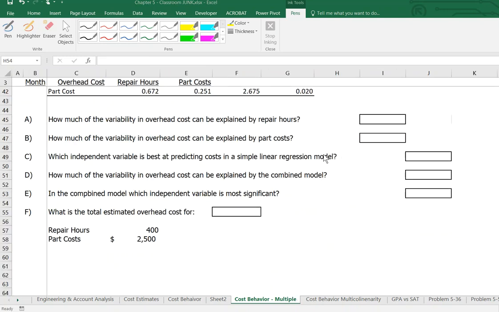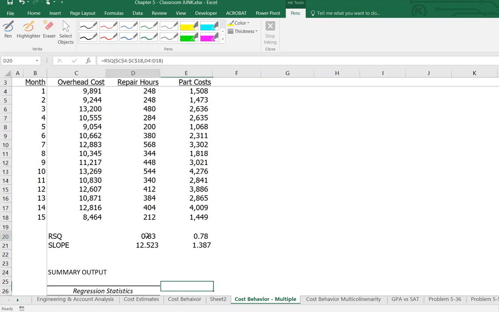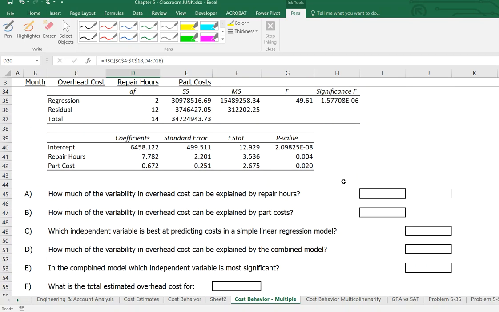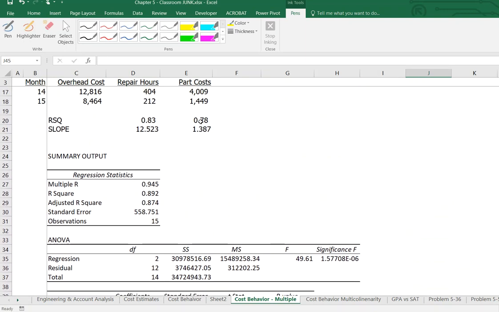Let's go ahead now and answer some questions. How much of our variability can be explained by repair hours? Again, that would have been the R square only looking at repair hours. Our R square only looking at repair hours was 83%. So 83%. How much of our variability can be explained by part cost? This was the 78%. And again, that was the R square right there using just part costs.